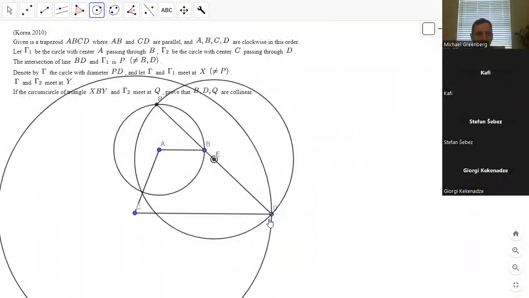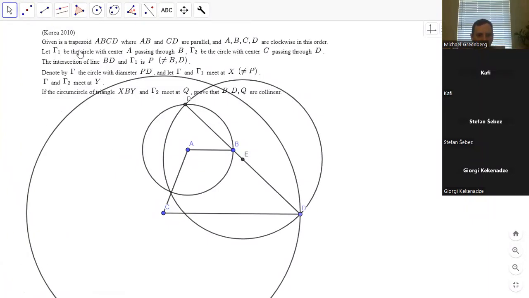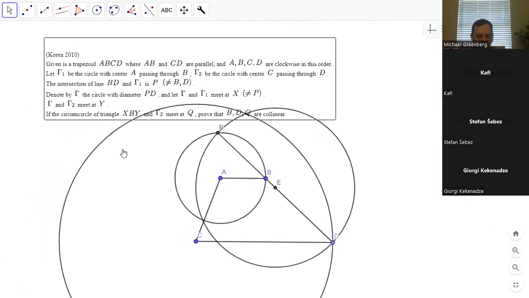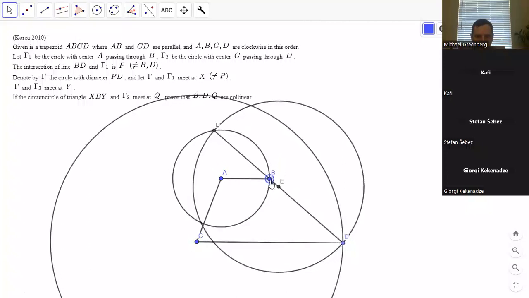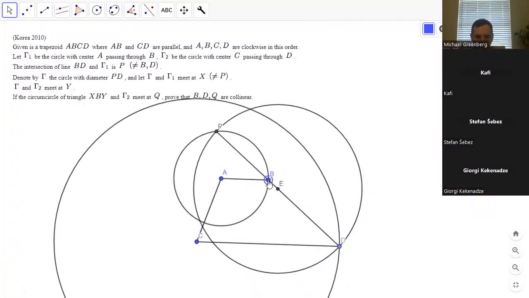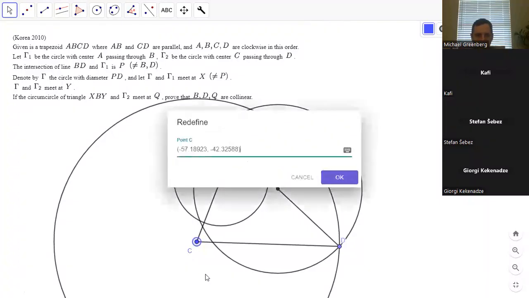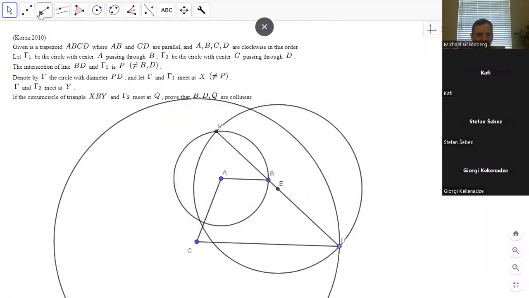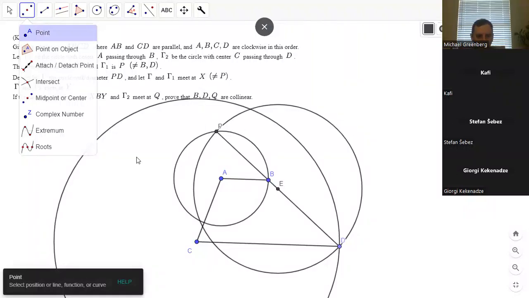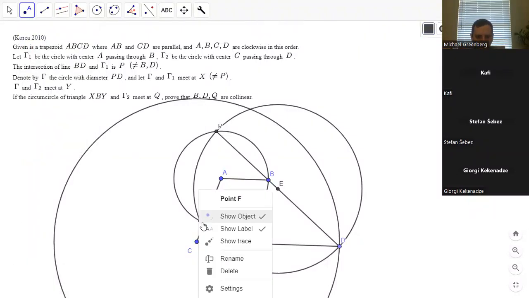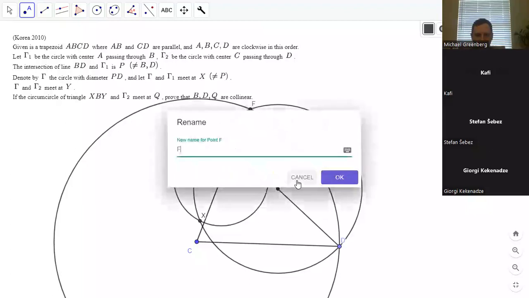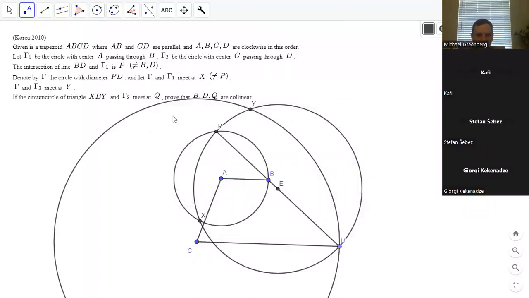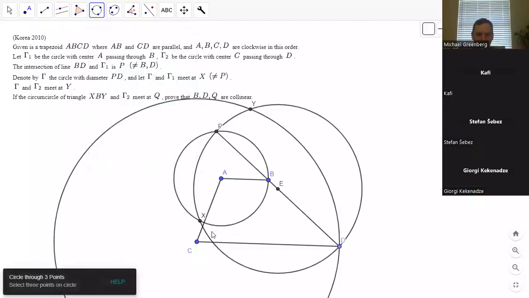Okay, so this is kind of random. Okay, so circle with diameter PD. So it meets that at X, and then it meets the other circle at Y. This is X, and this is Y. And then we draw the, this is just so random. Like, I don't know.